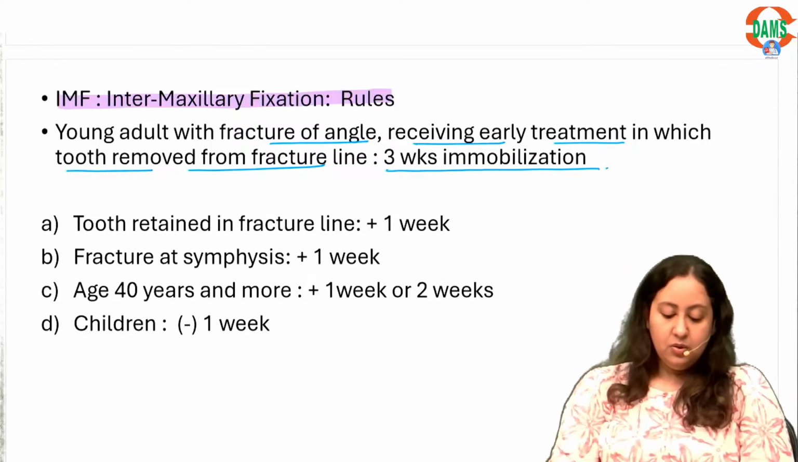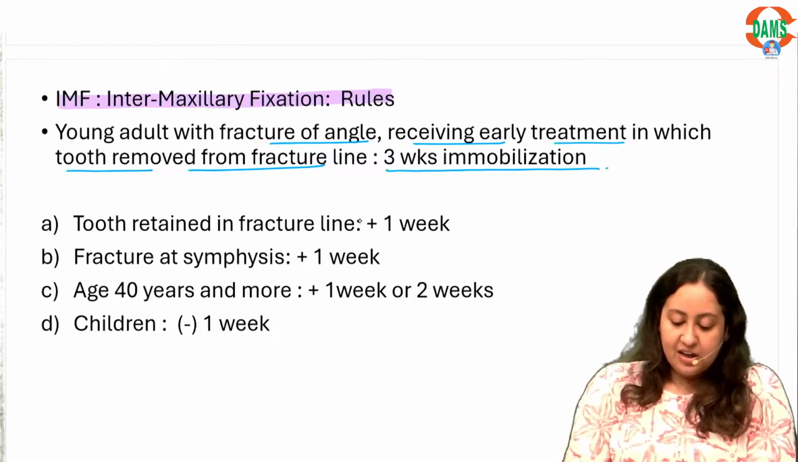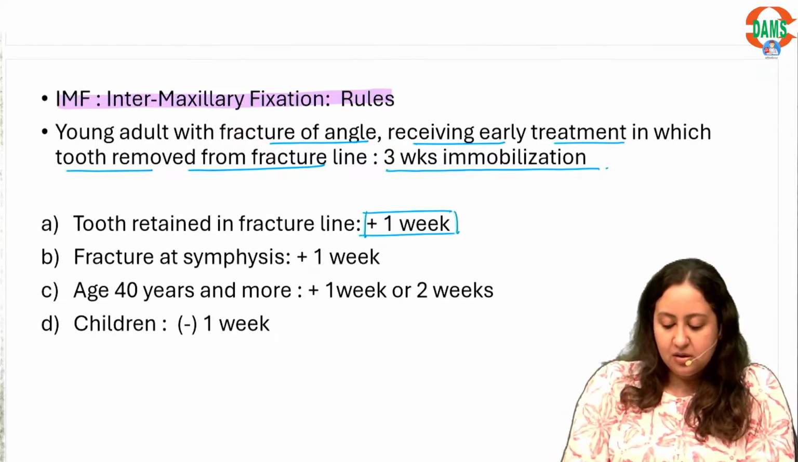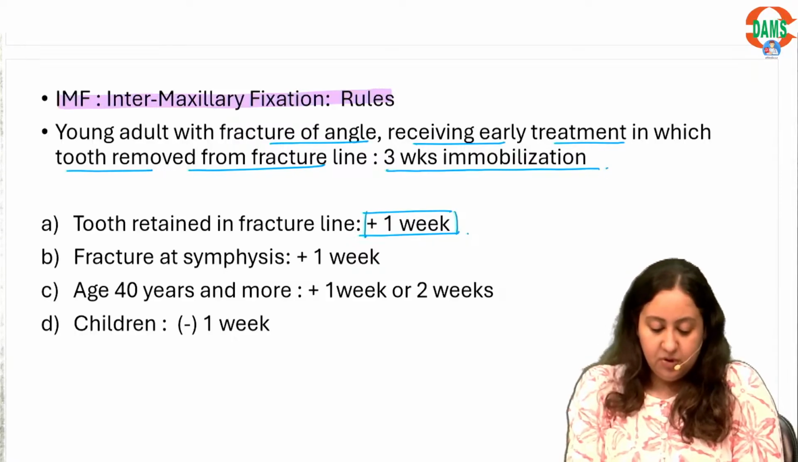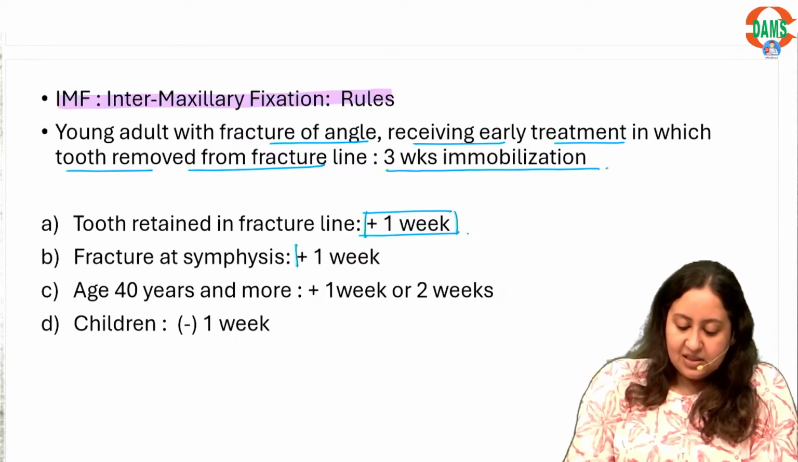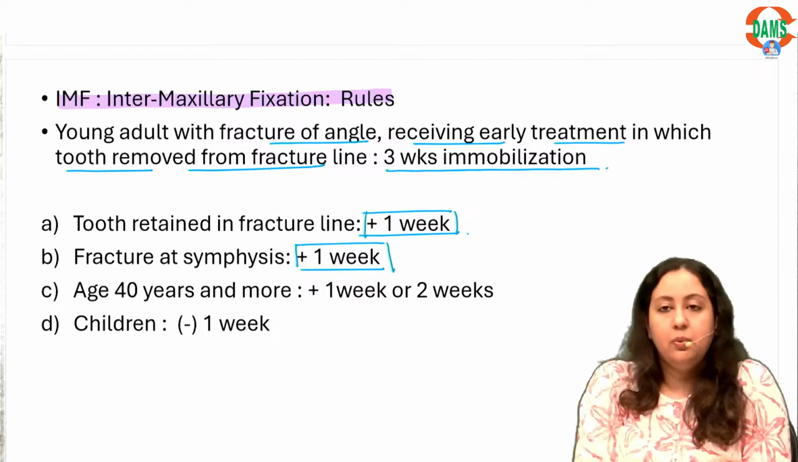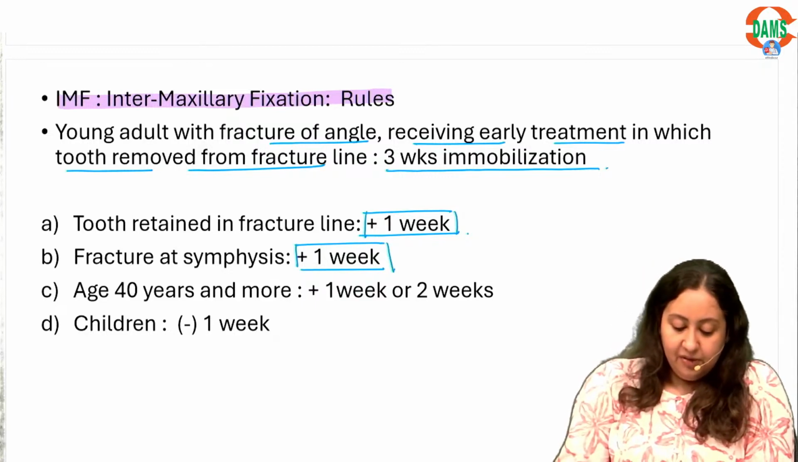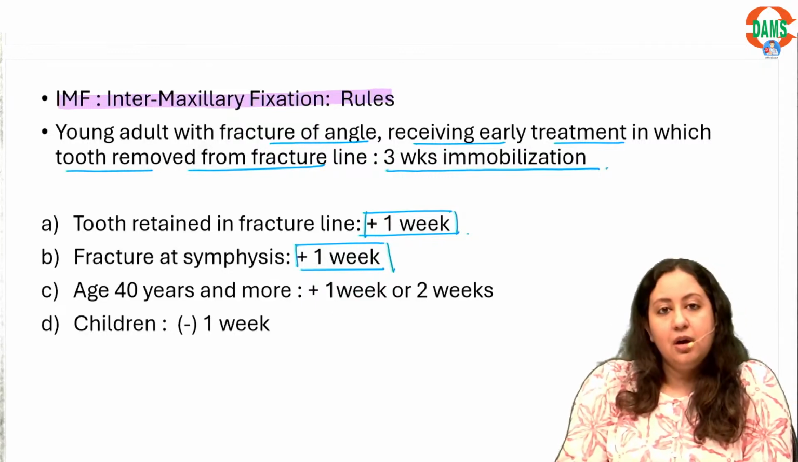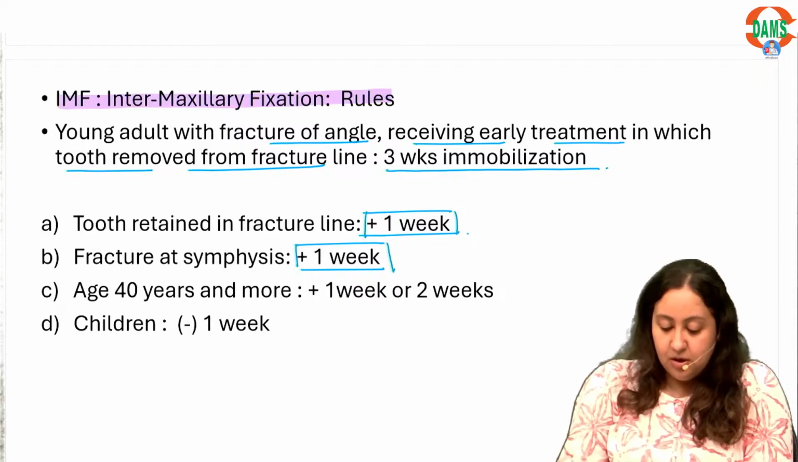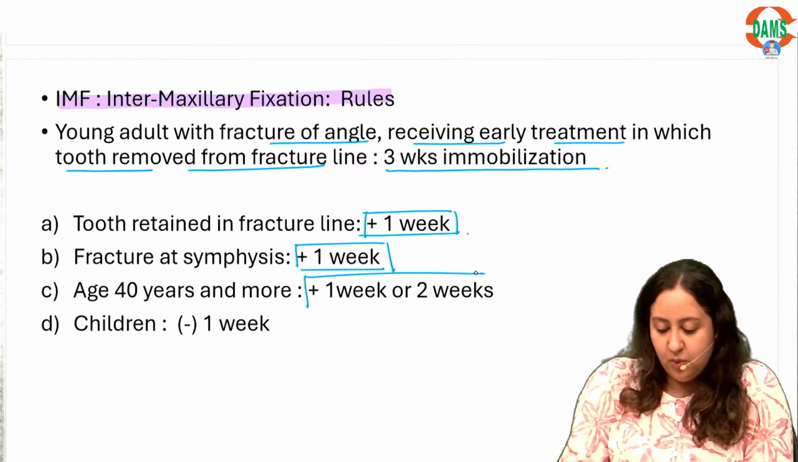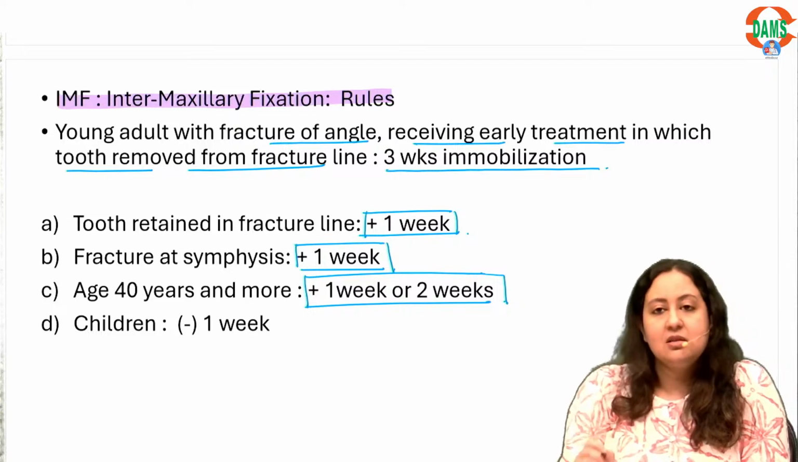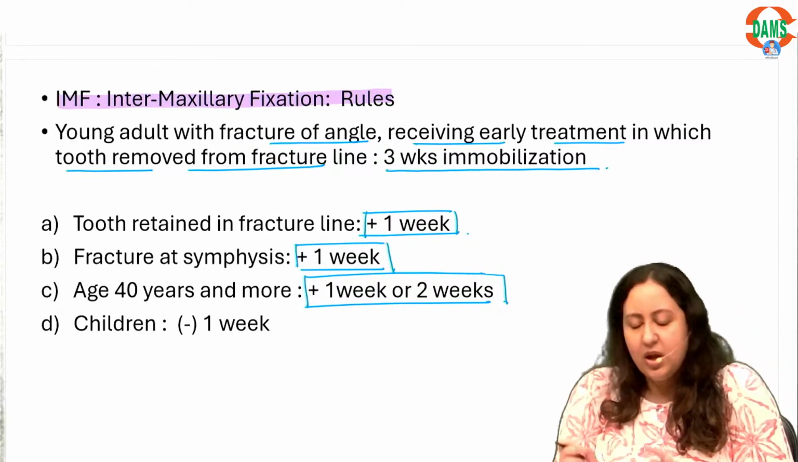Now, if a tooth is retained in fracture line, you add another week. Fracture at the symphysis, you add another week. If a patient is above the age of 40 years, you add another week or 2 weeks. Now here let us see when do we add 1 week or 2 weeks.